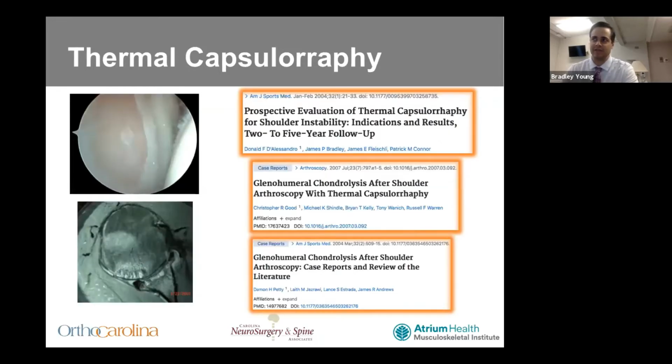Not long after this debuted, numerous reports of suboptimal outcomes and significant symptomatic chondrolysis in patients undergoing these thermal capsulorrhaphy procedures began to surface. One of the main outcome studies was out of this institution by Dr. D'Alessandro, Fleischli, and Connor. The overall accepted theory was that the anticipated benefits of using thermal energy to shrink the capsule were also leading to thermal necrosis of cartilage and direct chondrocyte death.